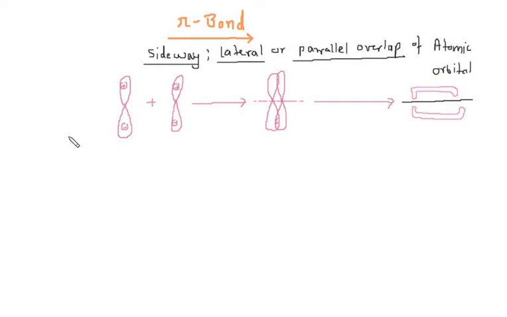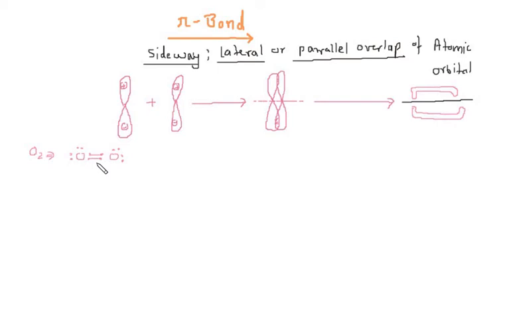So let's see an example, and I'll take the example of oxygen. If you look at the Lewis dot structure of oxygen, it is oxygen double bond oxygen. Oxygen is having 6 electrons in its outermost shell. So these are the 6 electrons, again the same. So there is one sigma bond and there is another pi bond. Now pi bond is this one, sideways, lateral, or parallel overlap of atomic orbitals.